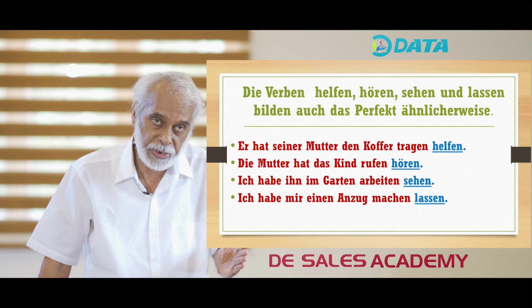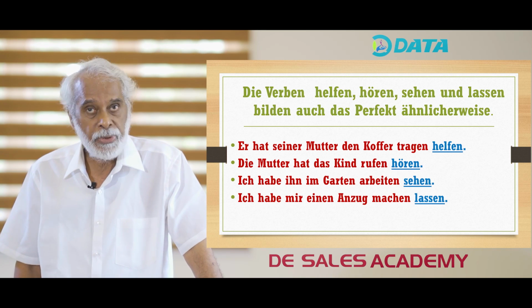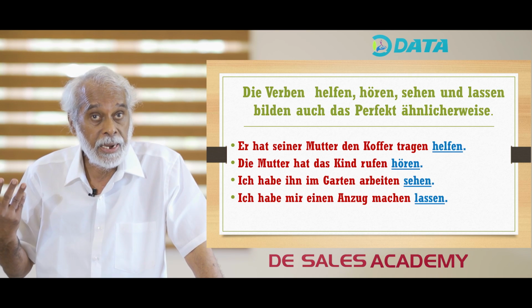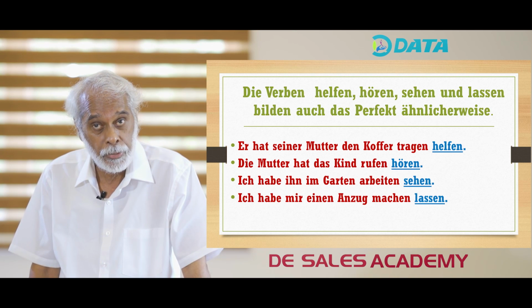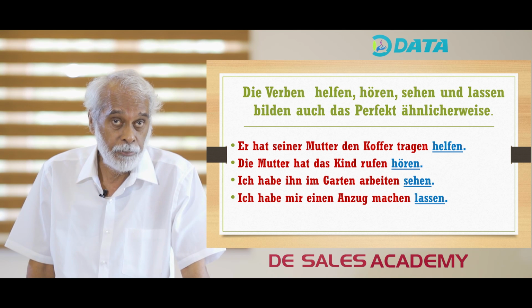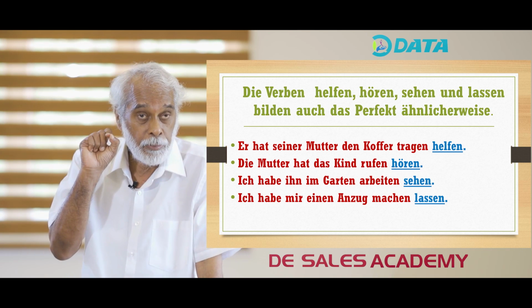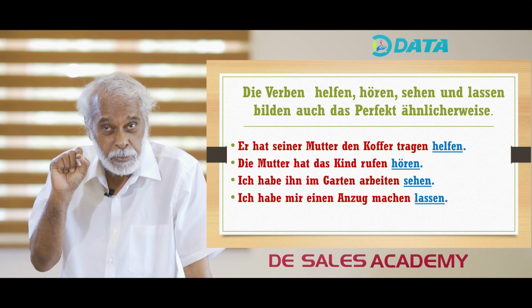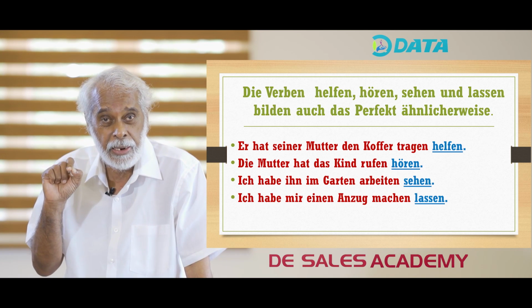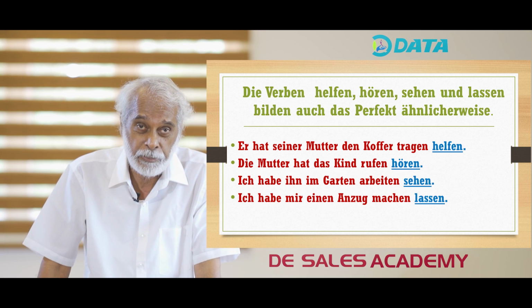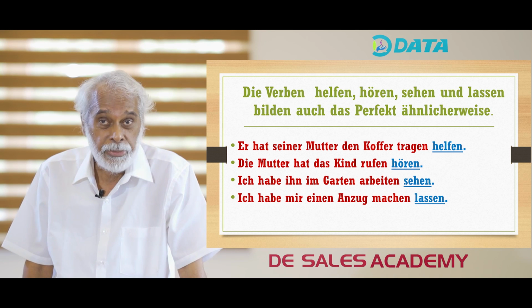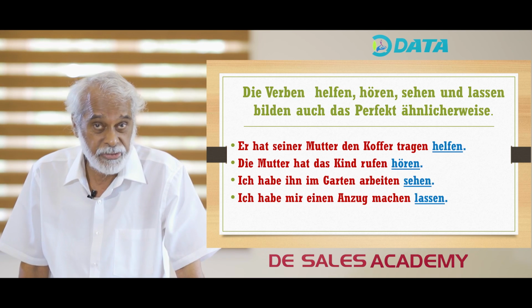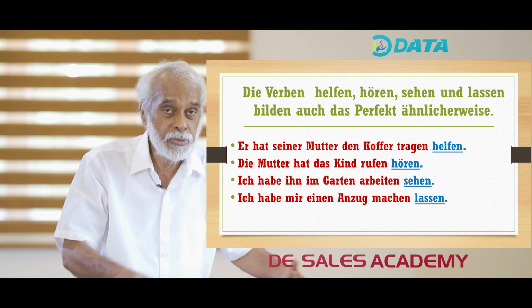Similarly, in a similar fashion, the verbs helfen, hören, sehen und lassen bilden auch das Perfekt ähnlicherweise, just like modal verbs. So whenever you want to make the perfect of verbs with helfen, hören, sehen and lassen, you have to be careful. Hat seiner Mutter den Koffer tragen helfen. He has helped his mother to carry the suitcase.